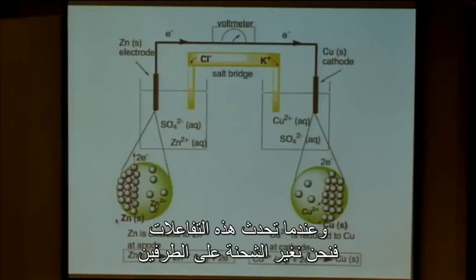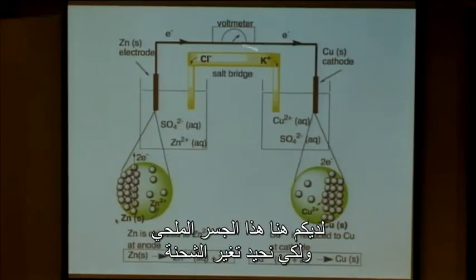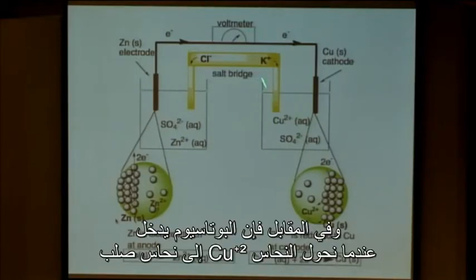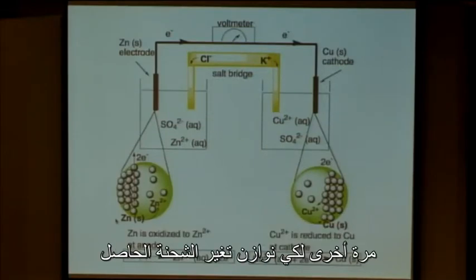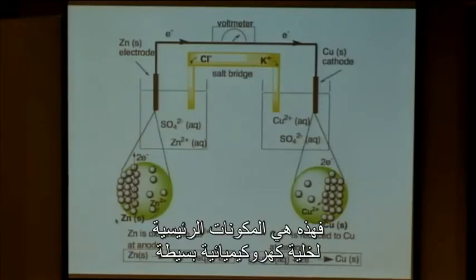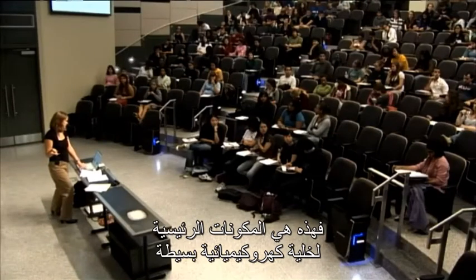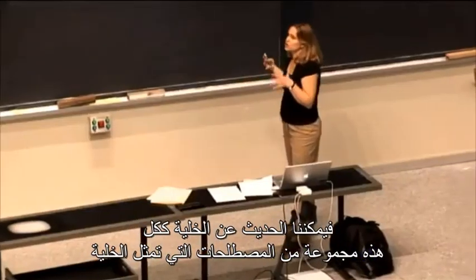And as these reactions occur, you're changing the charge on either side. So you have this salt bridge. And so to neutralize the change in charge, you would have negative ions come down here because we're producing more plus 2. And on the other side, potassium is going in as we're going from copper plus 2 to copper solid, again to balance this change in charge that's occurring. So those are the basic components of a simple electrochemical cell.